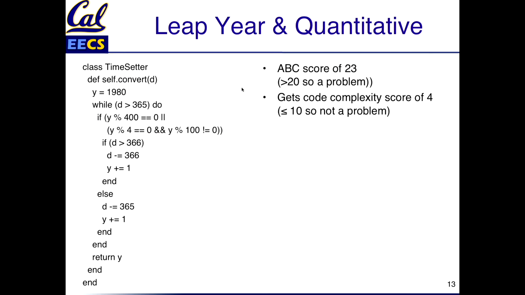So let's take a look at that program, which is actually trying to do some leap year calculation. And so the ABC complexity, the assignments, branches, and conditions, does get a score of 23, which is above the National Institute of Standards threshold, so that suggests it's a problem. The code complexity score is under 10. It's not very complicated, it's a couple of conditions, if statements necessary. So it's not a lot of parallel paths, and the number indicates it's not a problem.